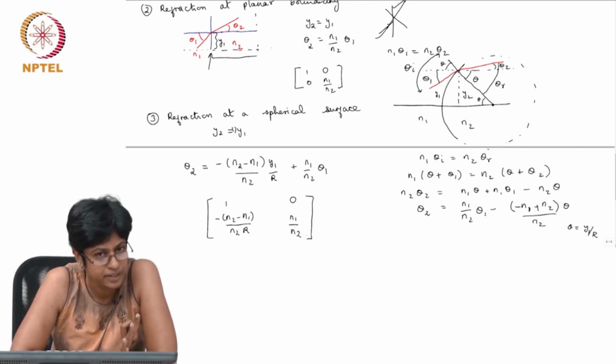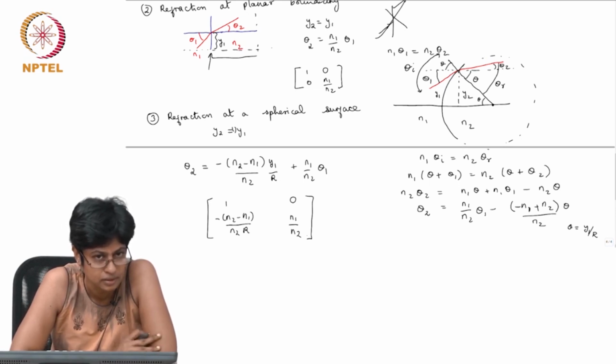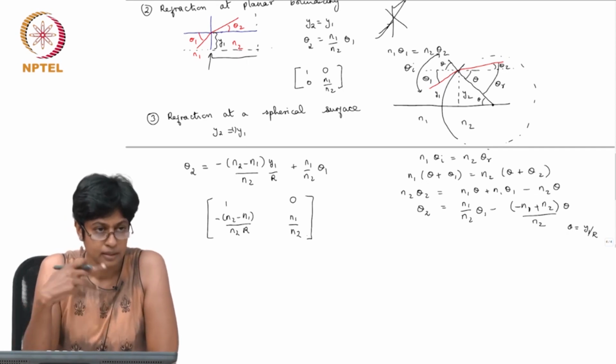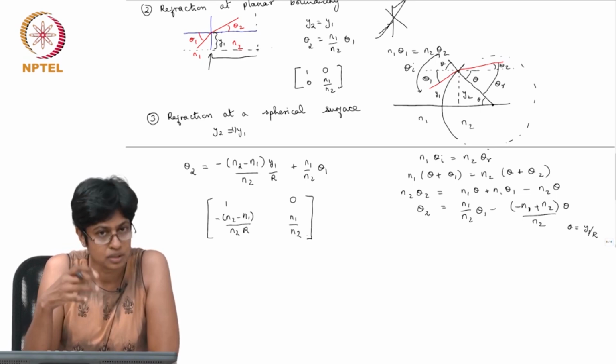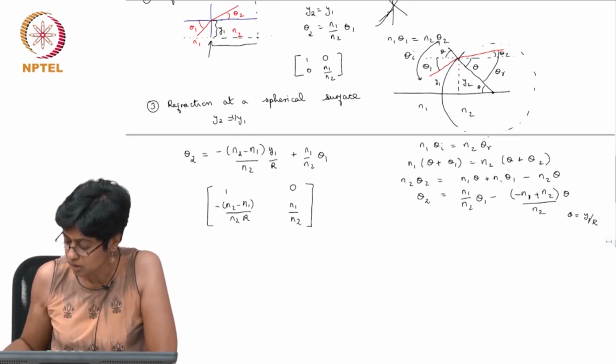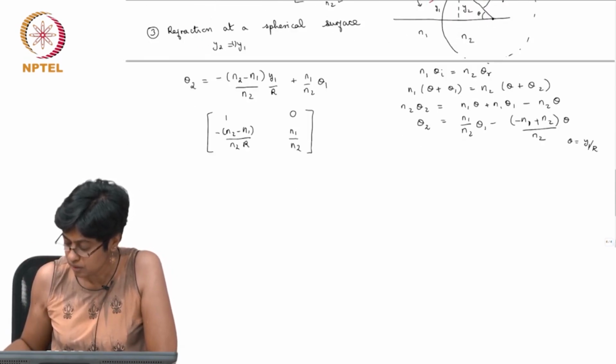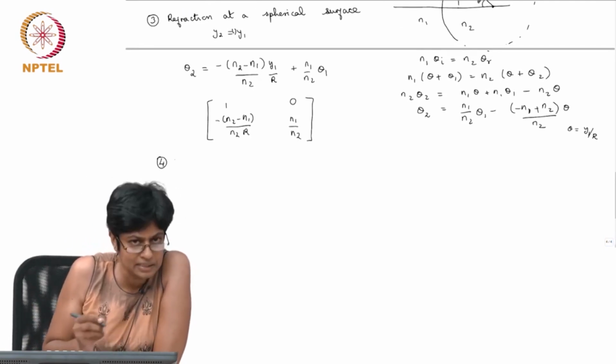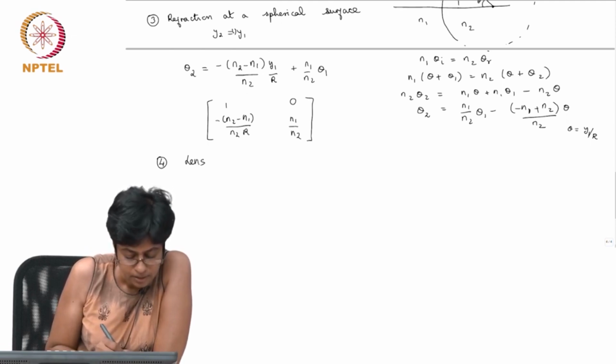Okay, so fairly straightforward, I think, right? Any doubts, any questions? No. Okay. So, instead of me working out the next one, I think it makes sense if you work out the next one, and I want you to work out now for a lens. So, what is the ABCD matrix for a lens?